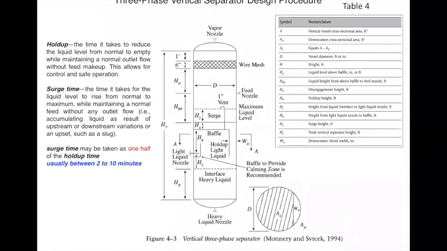Now, before going to the three-phase vertical separator design procedure, we must be familiar with a few terms. The first term is liquid holdup. Holdup is the time it takes to reduce the liquid level from normal to empty, while maintaining a normal outlet flow without feed make-up. What does it mean? It means you have a feed coming from here, and now you are not taking any feed. There is no entrant from here, so no stream is coming in.